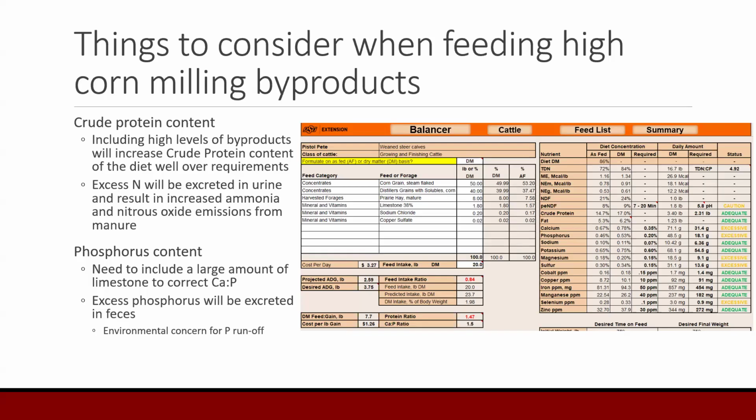Okay. Then some of it will also be lost as nitrous oxide. Okay. Another big issue, phosphorus content. These ingredients are typically going to be very low in calcium, very high in phosphorus. So if we don't add an absolute boatload of limestone, this diet has just under 2% limestone, then we wouldn't have an adequate calcium to phosphorus ratio. Okay? So another thing to keep in mind.